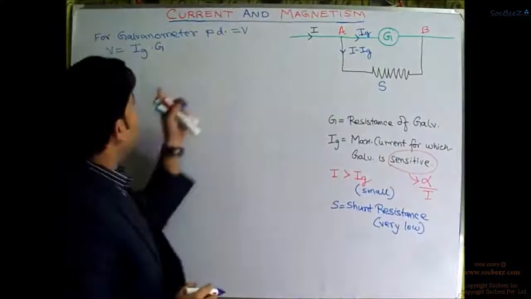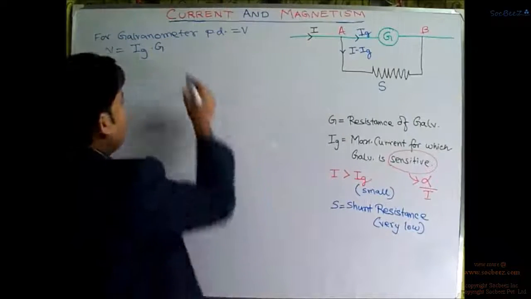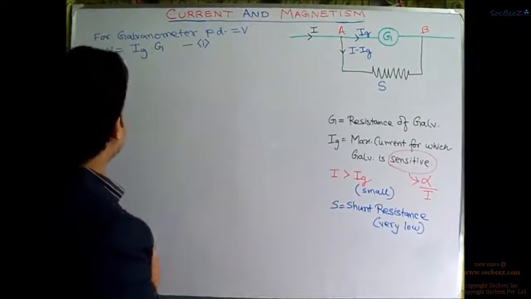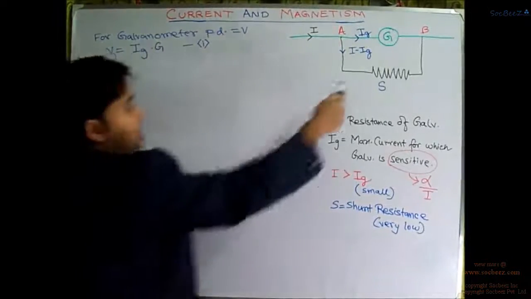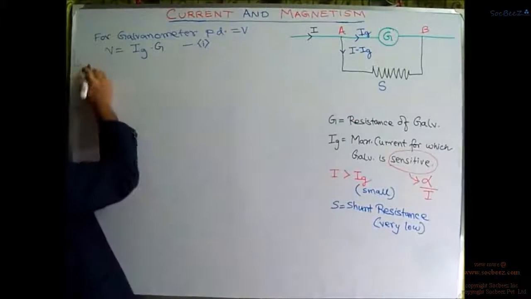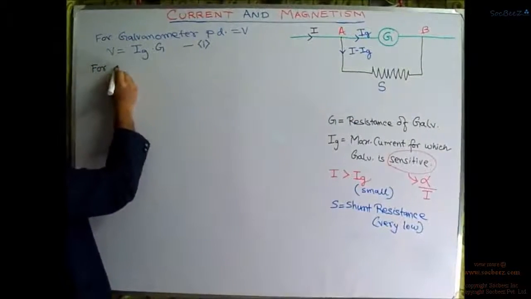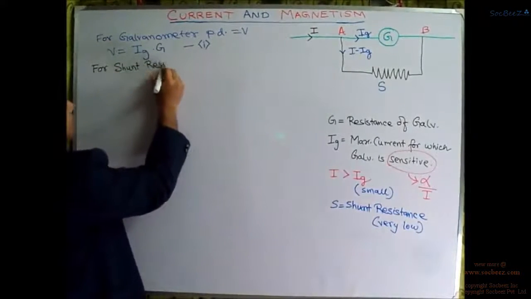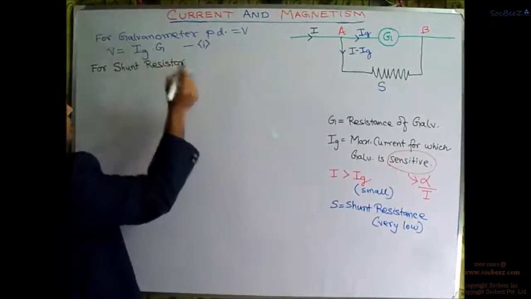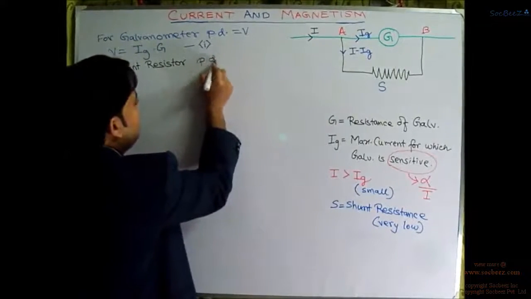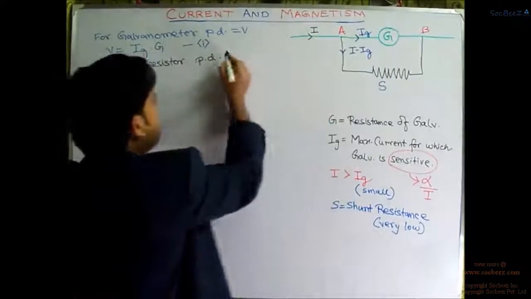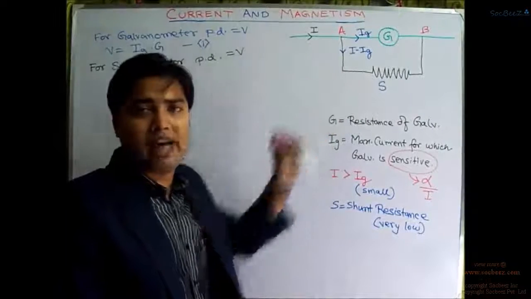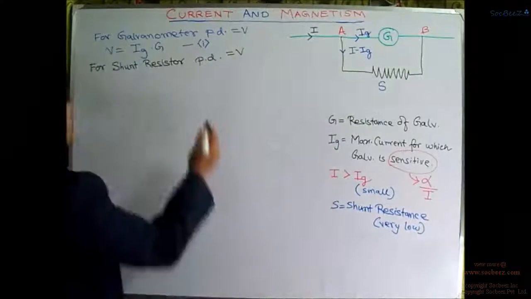So this will be V equals Ig multiplied by G. Let us call it the first equation. Now secondly, we know that for the shunt resistance, which is connected in parallel with the galvanometer, the potential difference across the points A and B will simply be V again, right? Because this is a parallel combination.